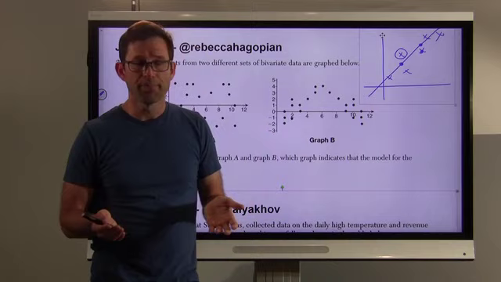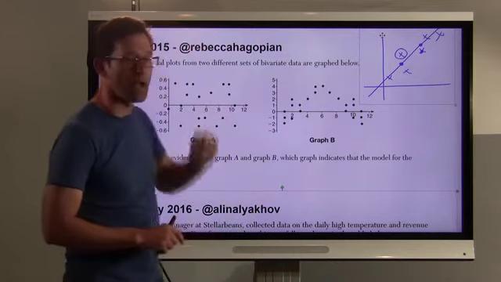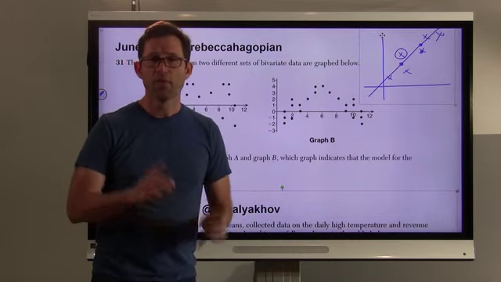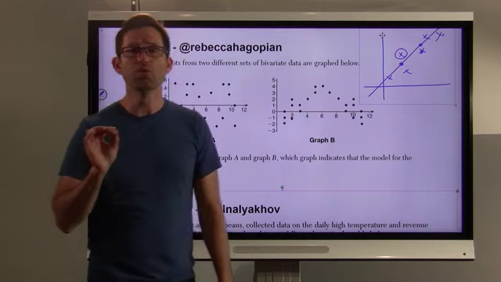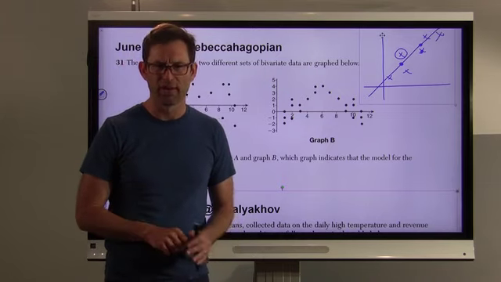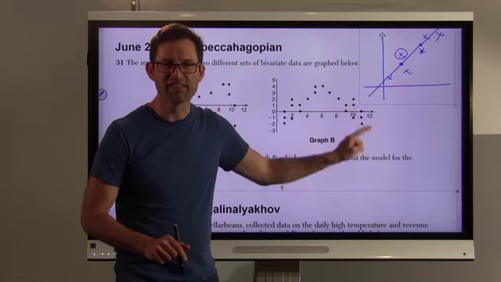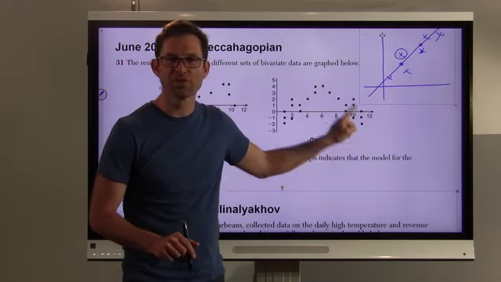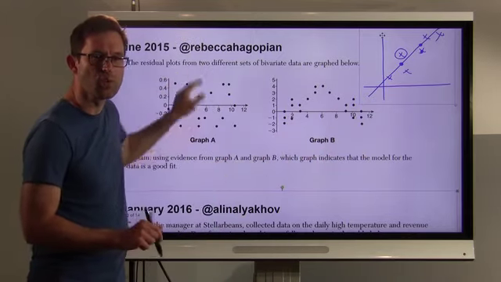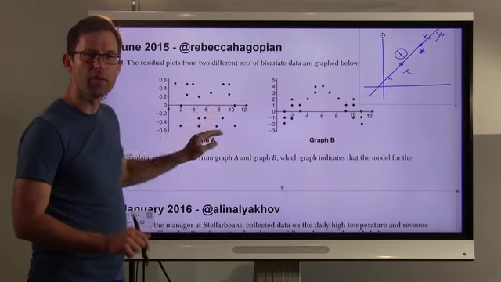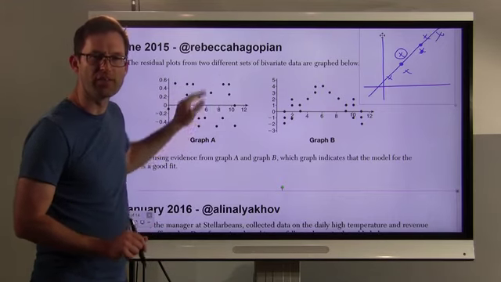But here's the key. When you look at residual graphs, there's two things. The most important thing is that you don't want there to be a pattern. You don't want this. This is kind of a pattern. Notice it almost looks like a parabola. You want those residuals to be scattered up and down, kind of in this random way.